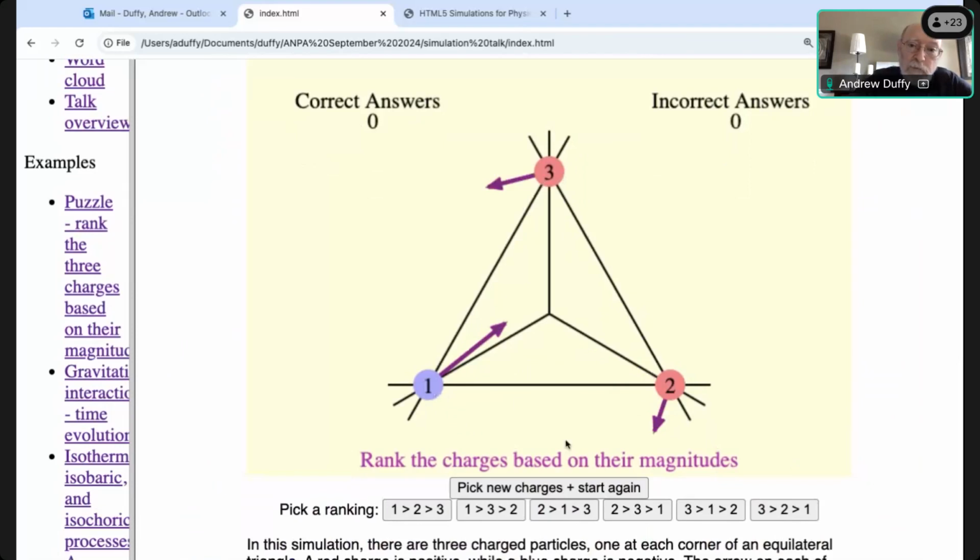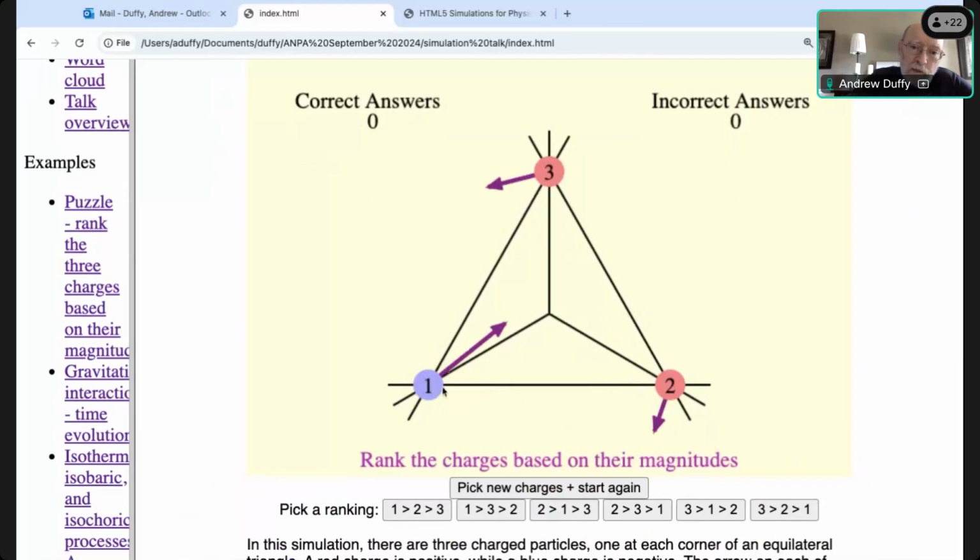And you have to rank them based on the magnitudes of their charges. And all you have to go on are these arrows. And the arrows, of course, are showing you the net force on each of them because of the other 2. Okay, so there's no math involved. The students can't be plugging things into equations, really. So the idea is to say, okay, if you want to know how 2 compares to 3, you have to actually look at number 1. And it's like 3 and 2 are having a tug of war.